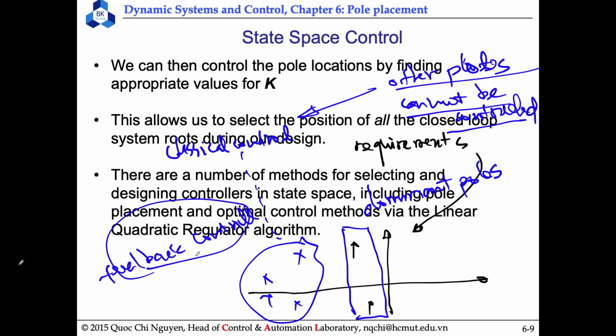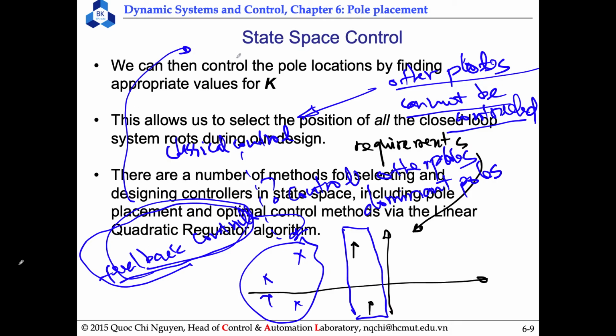And let's see how the feedback control can control the eigenvalues. How can the feedback control control them? Because the feedback control can place all of the poles of the whole system.